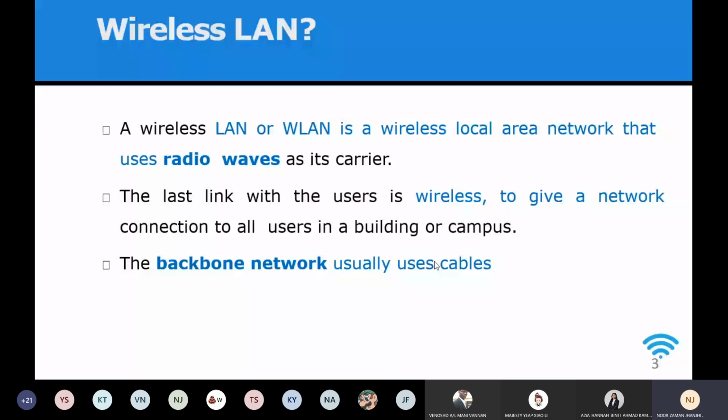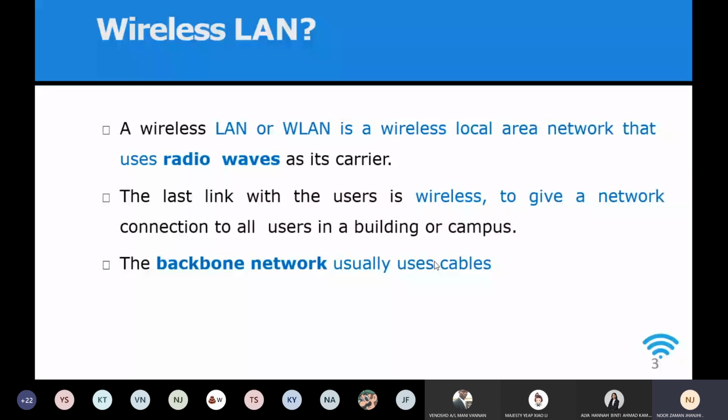When we say this is the operational or coverage area, it means how far they can extend or provide the signals, and provide the coverage to connect the nodes. So a wireless LAN, or WLAN, is a wireless local area network which uses radio waves. The last link with the user is the wireless, giving a network connection to all the users in a building or a campus.